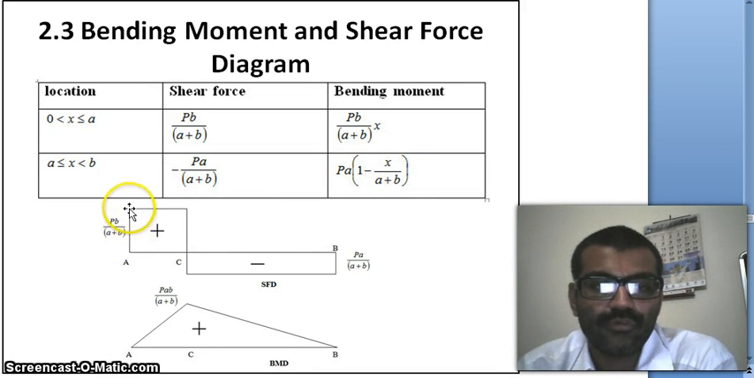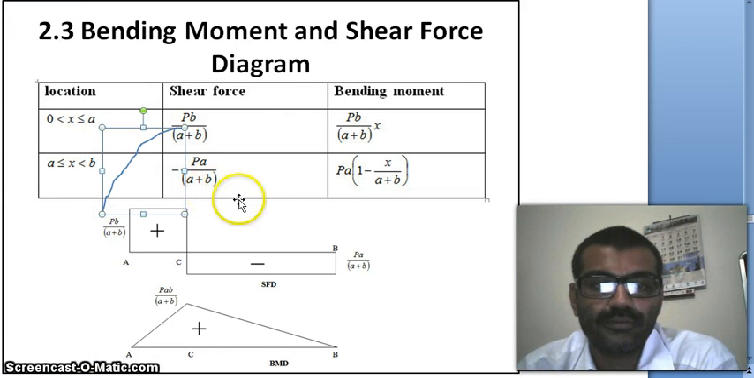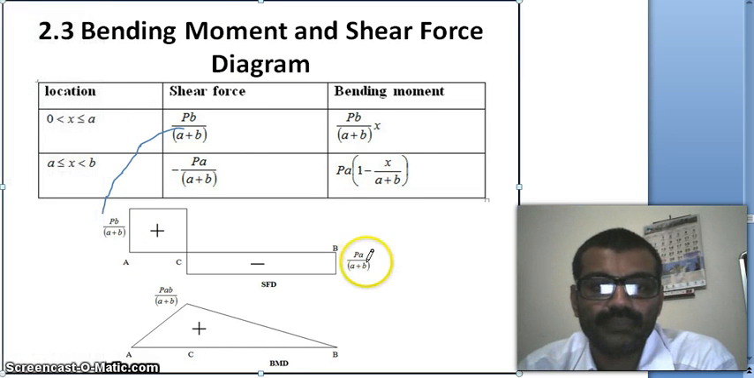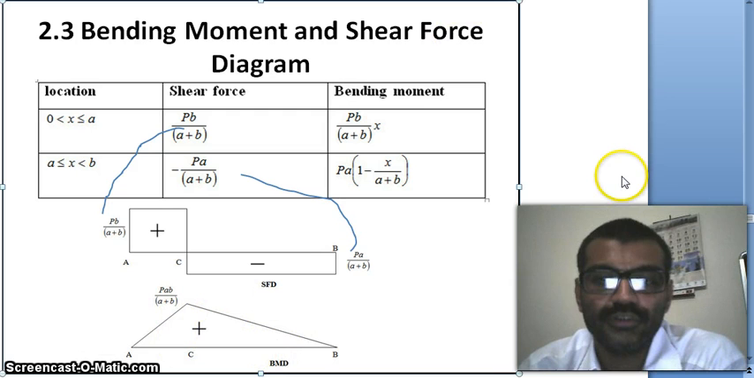So for A to C, you have the shear force that is Pb upon a plus b, and over here that is minus Pa upon a plus b, right? Where the moment at the mid span, that is when X is equal to a, if you put X is equal to a, then Pab upon a plus b. So this is your final bending moment diagram for this beam.